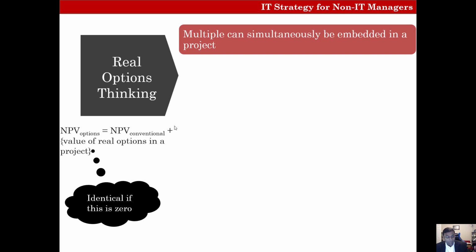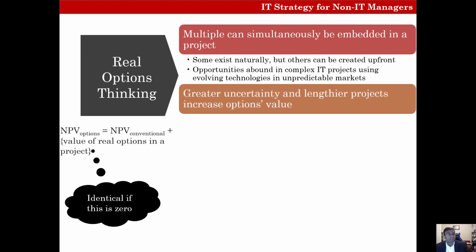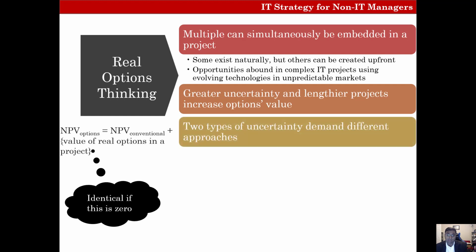Multiple options can be simultaneously embedded in a project. Some exist naturally, others can be created up front. Opportunities often come up in complex IT projects because of evolving technology and unpredictable markets. The greater the uncertainty and the lengthier the project, the more this increases the options value of the project.